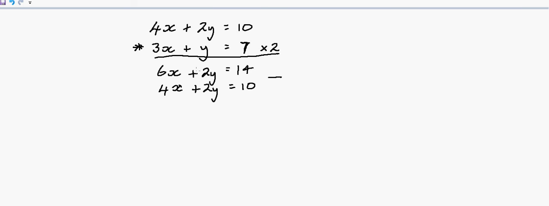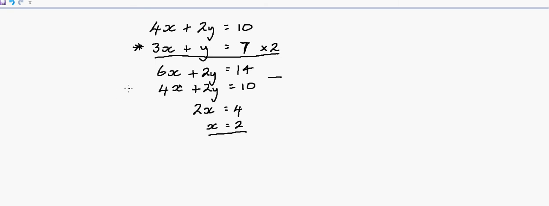So as I said, 2y plus 2y will give me 4y. That's no good, so I need to take away. So 4x take away 2x is 2x. 2y take away 2y disappears. 14 take away 10 is 4. So x equals 2.